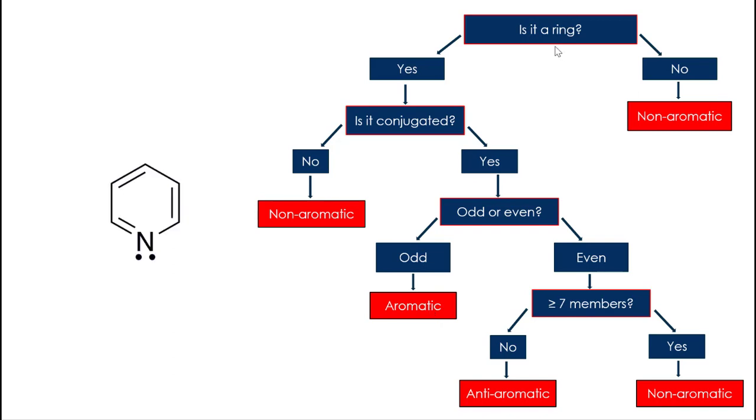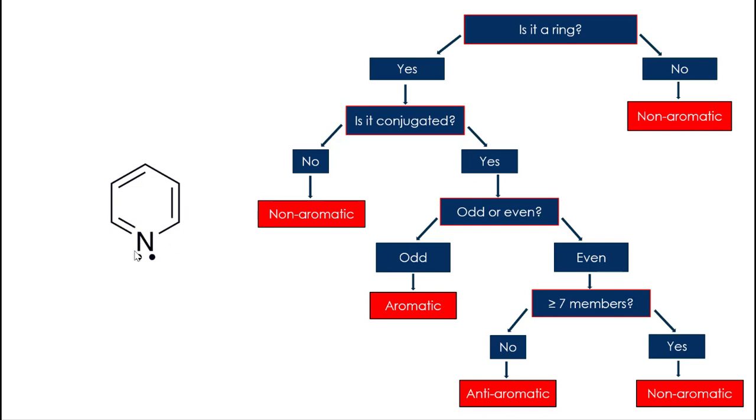So the first question, is it a ring? The answer is obviously yes. Is it conjugated refers to every atom of the ring being sp2 hybridized. So if we go around the ring, we see that this is sp2, sp2, sp2. And then if you look at the nitrogen atom, it has a lone pair. And that lone pair is localized. And the way that we know that is because the nitrogen is already part of a double bond, meaning that the p orbital is already filled.